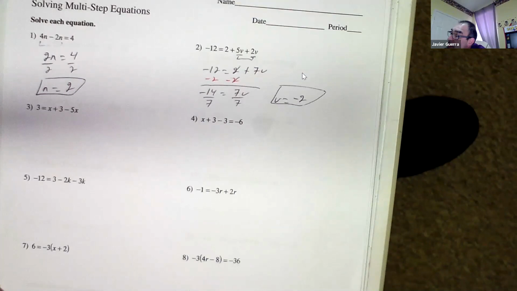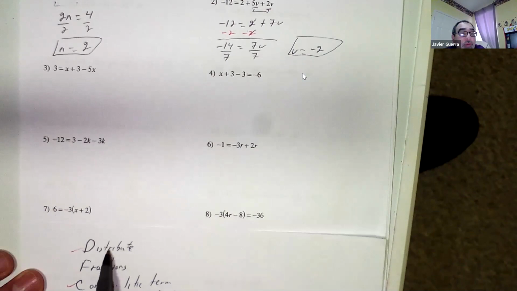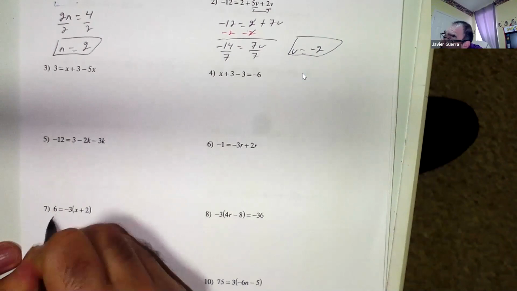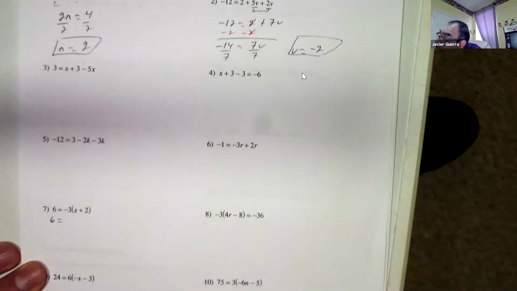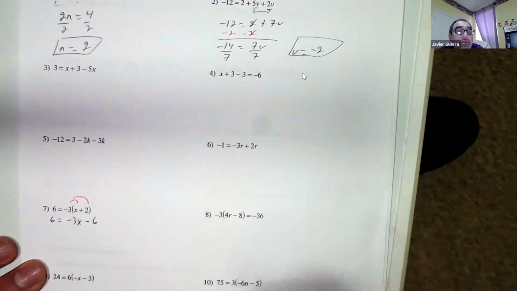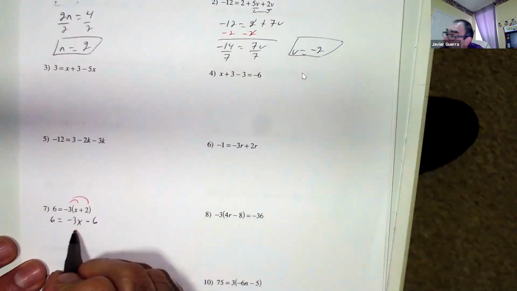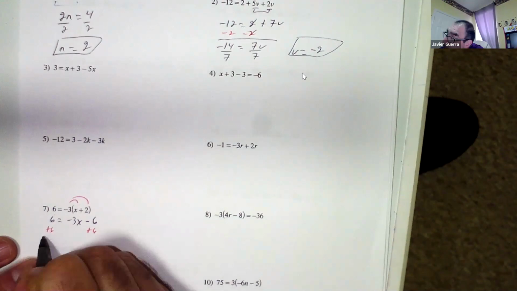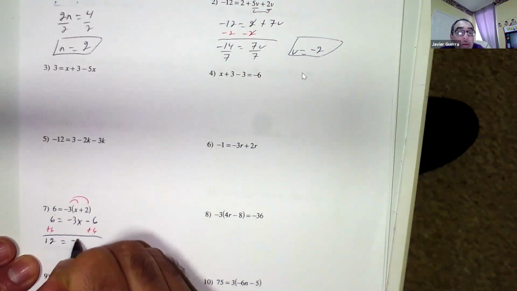this one will involve the distributive property first. On this one, I don't have to do anything on the left side, but on this one I have to distribute the -3. So you get -3x minus 6, right? And I want to get my letters to one side. So I'll go ahead and move this 6 over to the other side. Doesn't matter which way you go. Okay. And then you divide by -3.